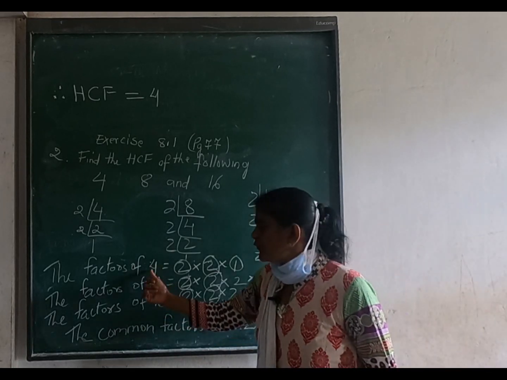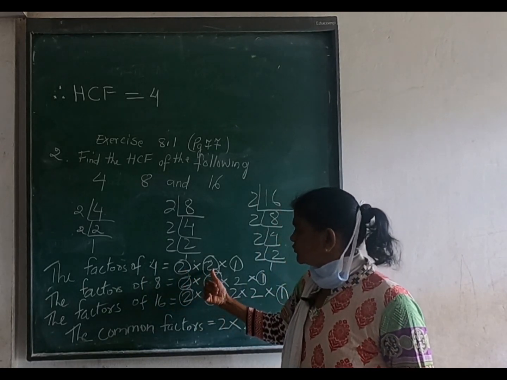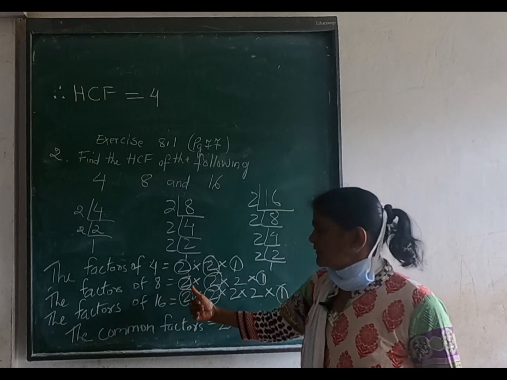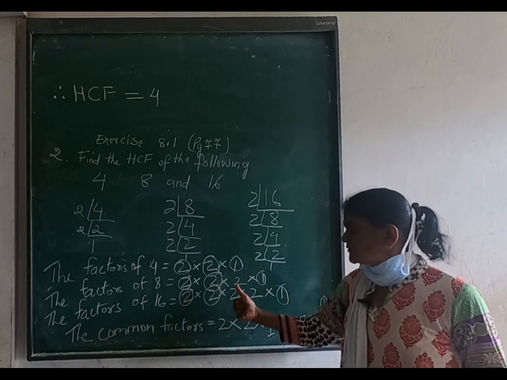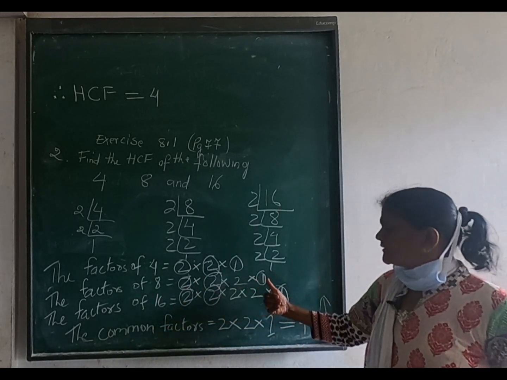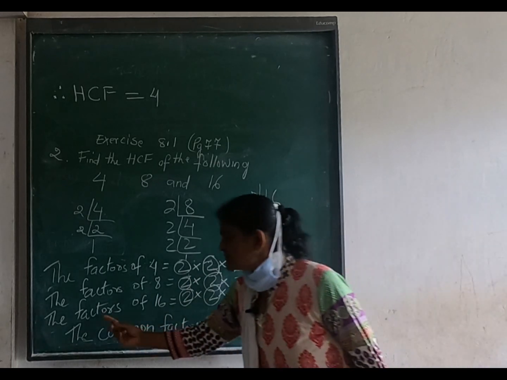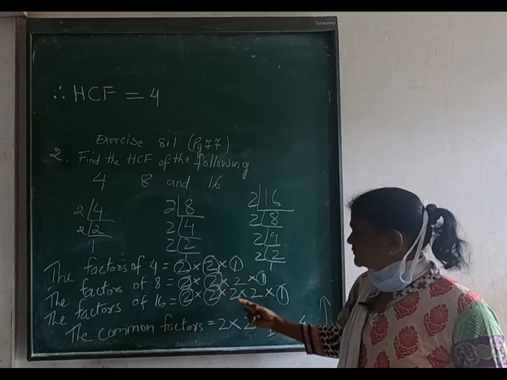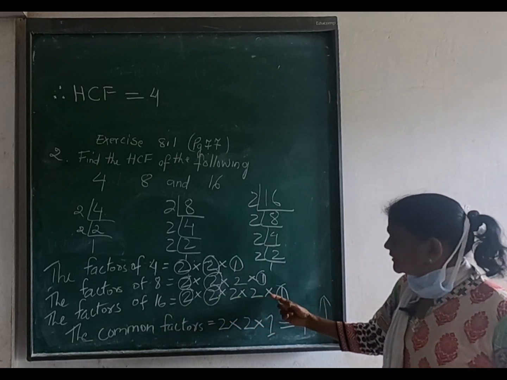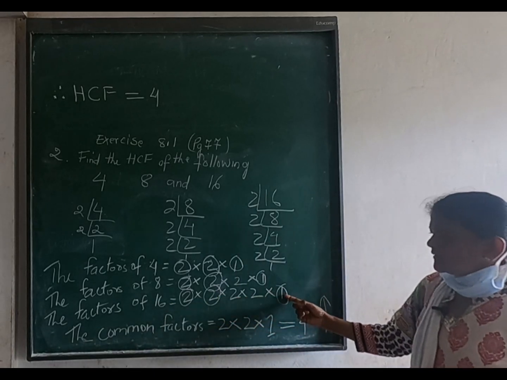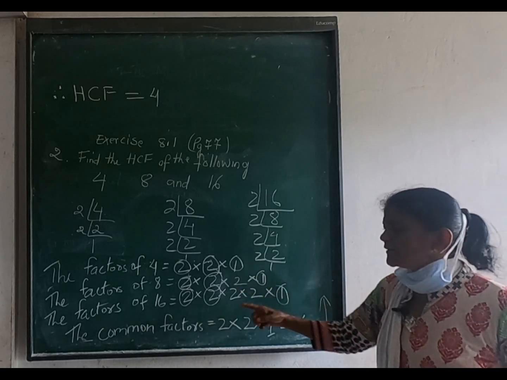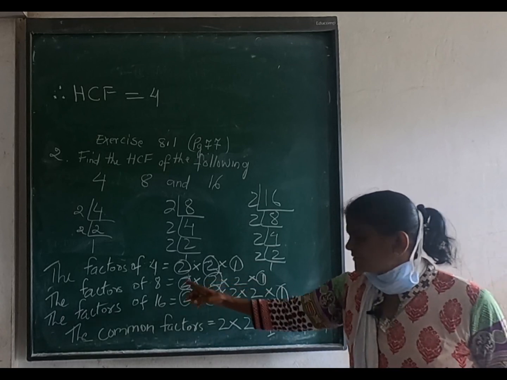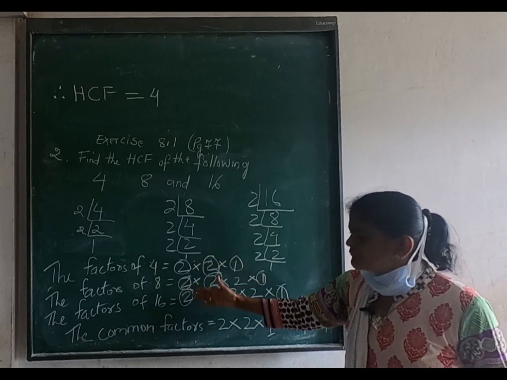The factors of 4 are 2 into 2 into 1. The factors of 8 are 2 into 2 into 2 into 1. The factors of 16 are 2 into 2 into 2 into 2 into 1. So you see, if we multiply these, we get the result. Here I have taken out the common factors.